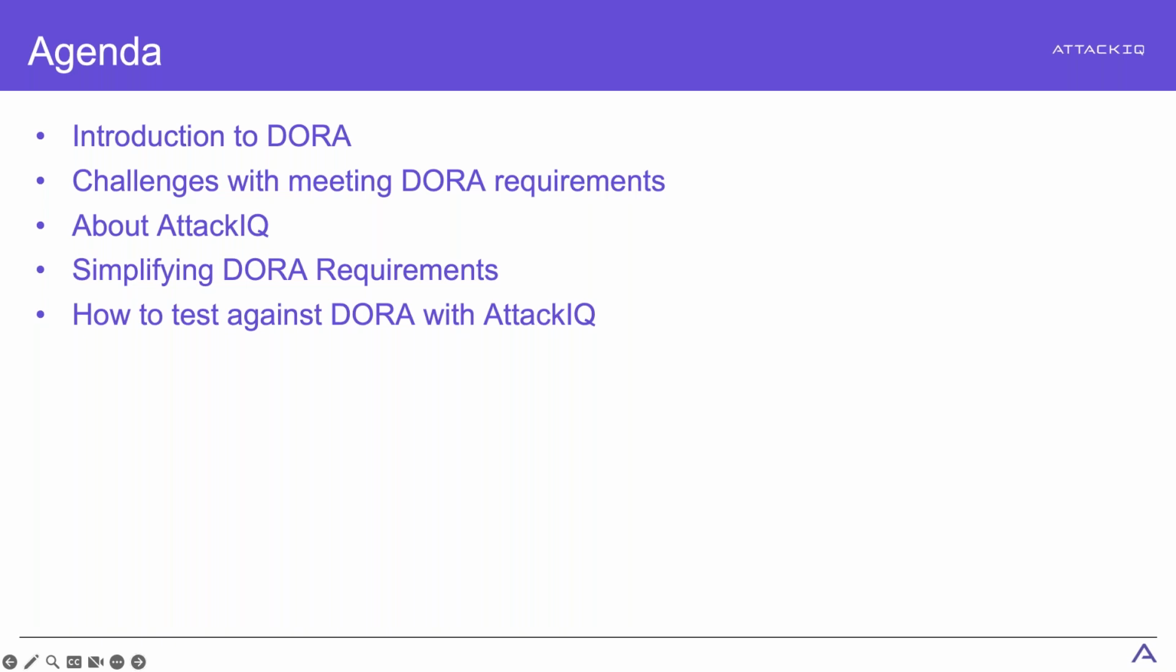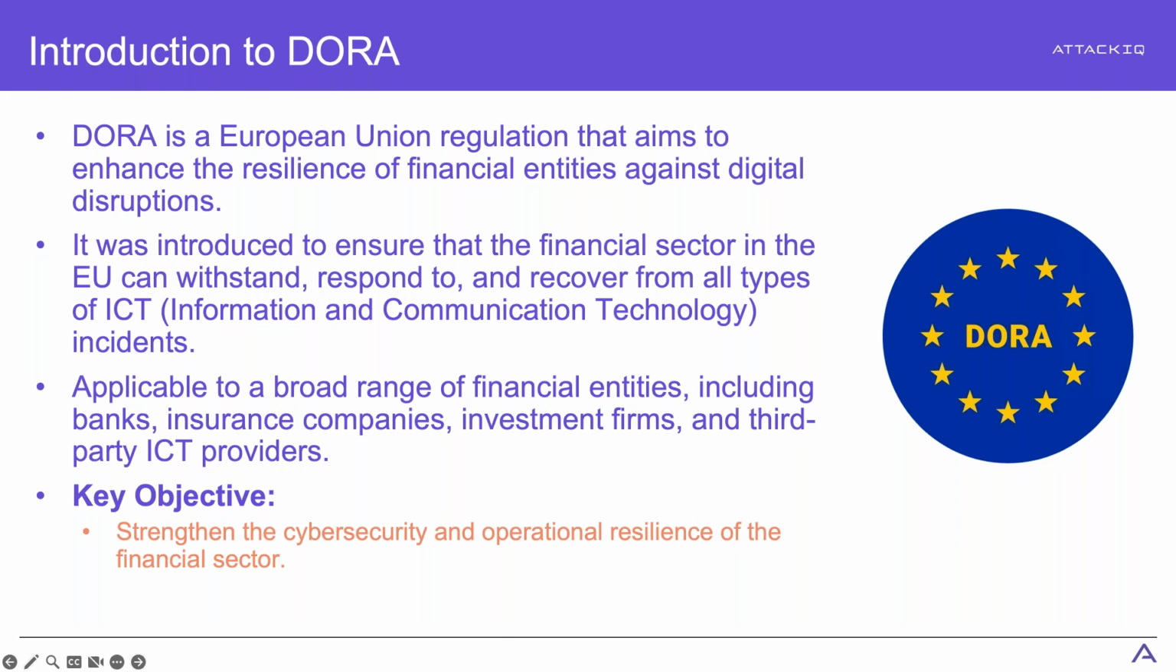Starting with a quick introduction to DORA, DORA is a European Union regulation that was really introduced to help bolster the cybersecurity resilience of financial institutions. Now, the regulation, you'll see in the next slide, I'll talk about this a little bit more, but it really focuses and is very applicable to financial institutions, things like banks, insurers, investment firms, and related industries to the financial services sector. But an important thing to note here is that third-party ICTs will also be required to meet these requirements. And at the end of the day, the key objective of DORA is to strengthen the cybersecurity and operational resilience of the financial sector overall.